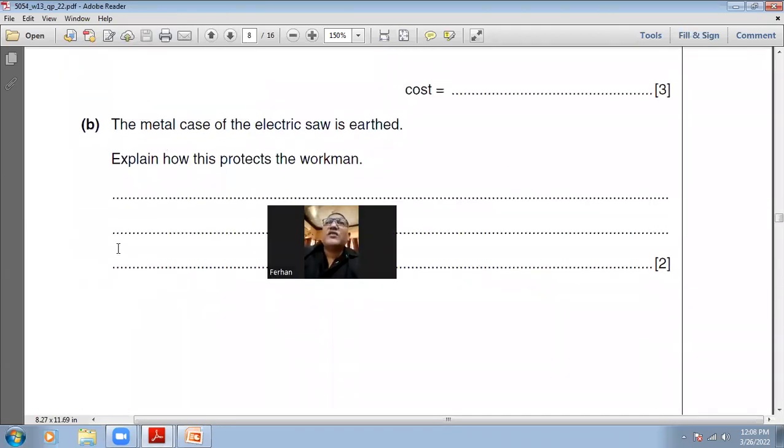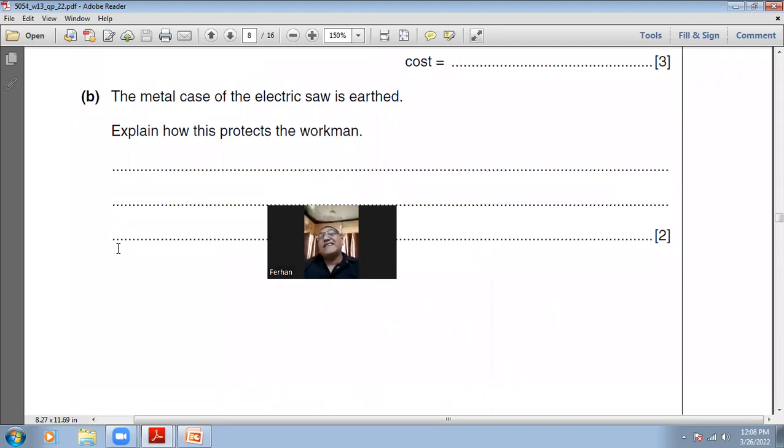The B part of question number 7 is showing up on your screen. It says the metal case of the electric saw is earthed. Explain how this protects the workman. You see, the earth wire's resistance is less than the resistance of the human body. So if the casing of the electric saw becomes live, the live current will go through the earth wire into the ground, and the worker will not experience an electric shock.